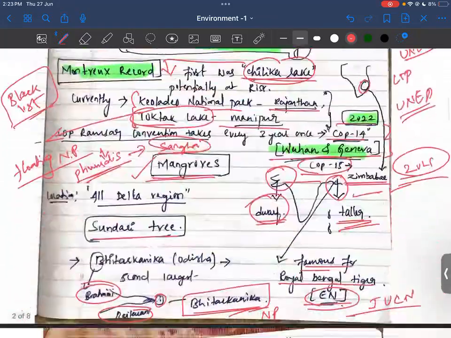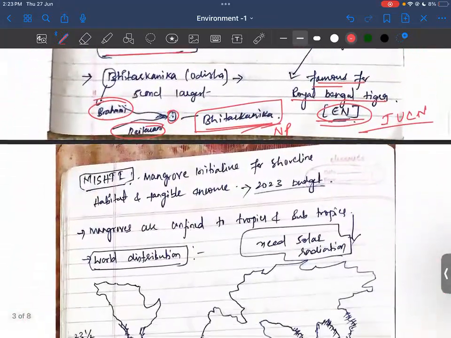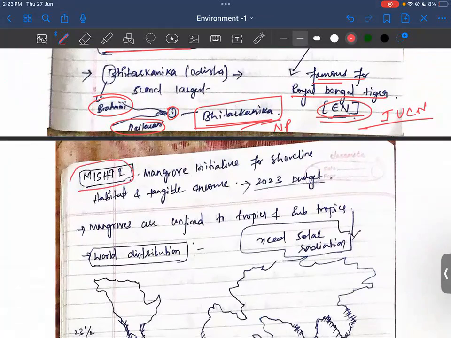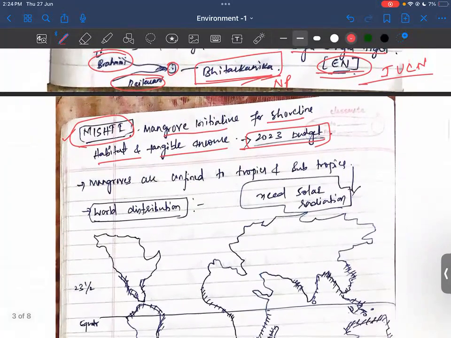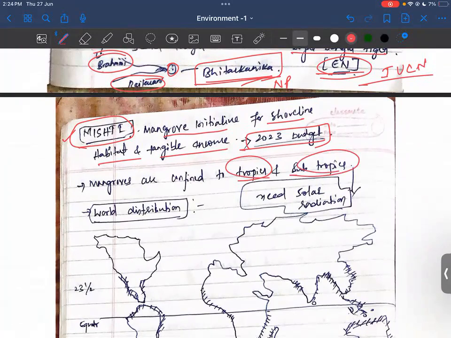So this is about mangroves, and there is a very important initiative with respect to their protection, the MISHTI program, Mangrove Initiative for Shoreline Habitat and Tangible Incomes. This was proposed in Budget 2023. Then, mangroves are confined to the tropics and subtropics. Remember, mangroves are confined to only the tropics and subtropics.